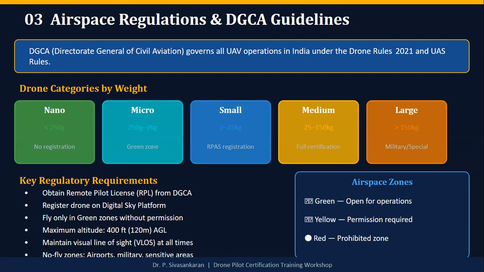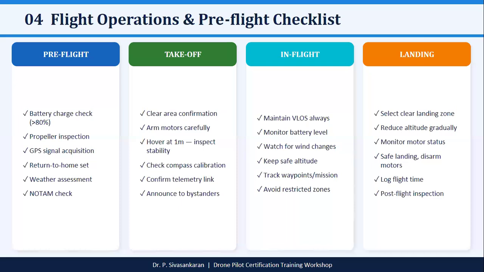Drone operators must register eligible drones on the Digital Sky platform and obtain the necessary pilot certification. Flights should be conducted within visual line of sight and generally below 400 feet above ground level. Pilots must understand the airspace classifications, including green, yellow, and red zones, and ensure safety compliance with all regulatory requirements before every flight.